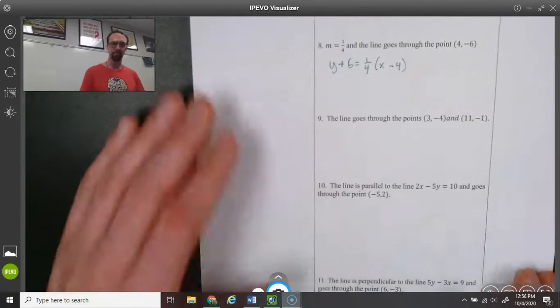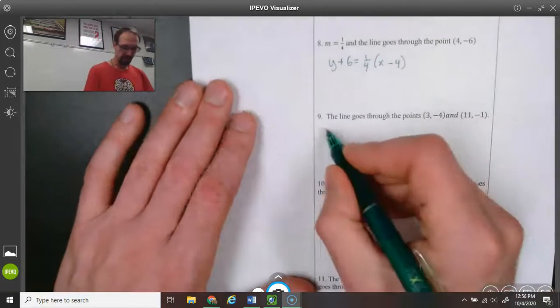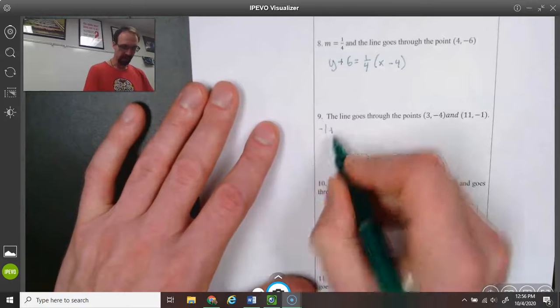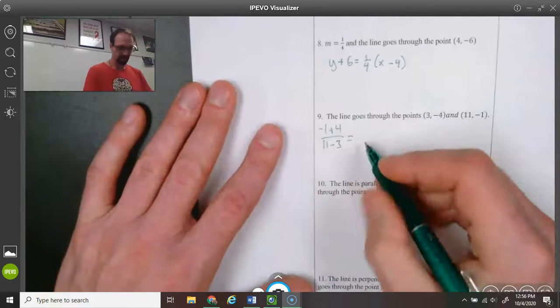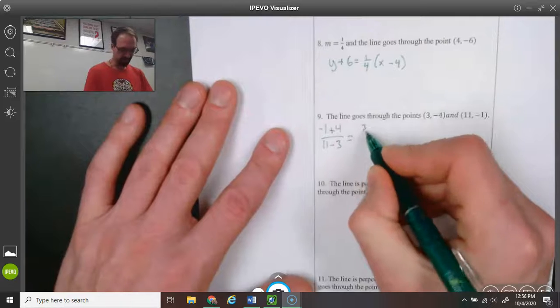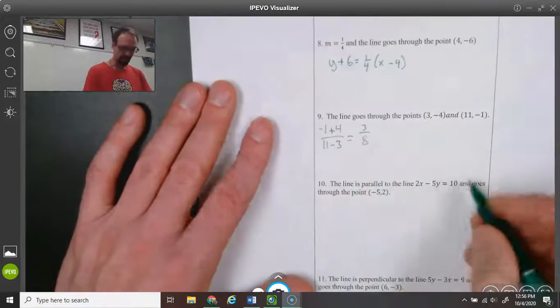Ooh, number 9 gets a little bit tricky because it says it goes through these points. So I need to find the slope from these 2 points. Find the slope, I'm going to have -1 minus -4 over 11 minus 3. -1 plus 4 is going to be a 3. 11 minus 3 is 8, so 3/8.